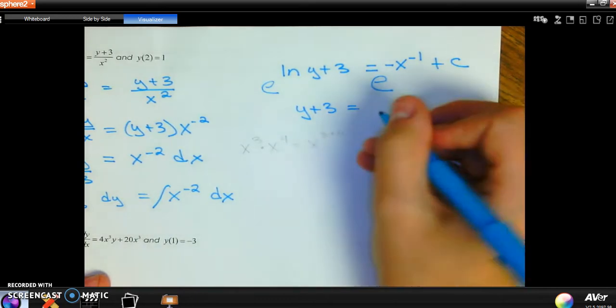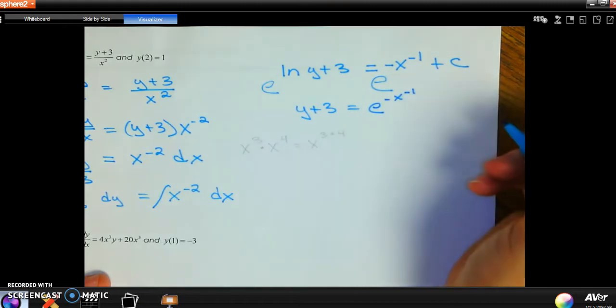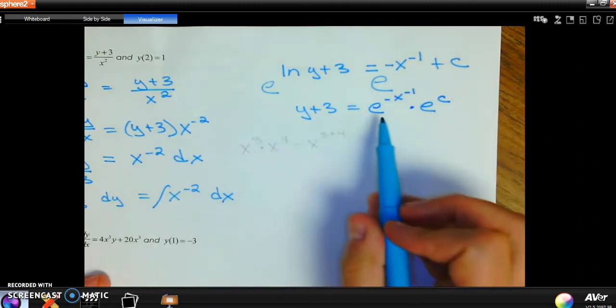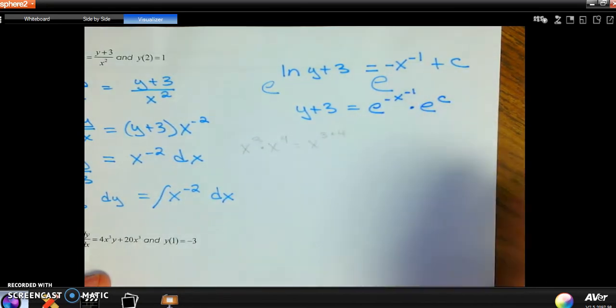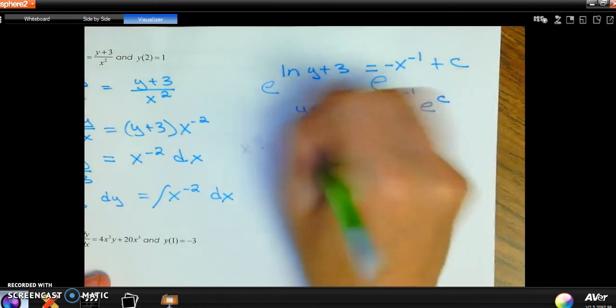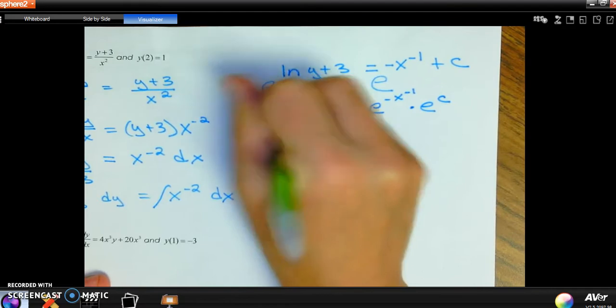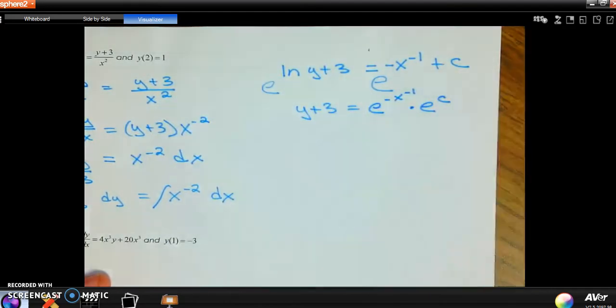So how am I going to do that? I'm going to write it as e to the -x to the -1 times e to the c. And again, if you apply this, like bases, add the exponents, it would take me back. So I didn't do anything there that was mathematically incorrect. And I think it's sometimes easier to just view it as something you already know. So we're going to think of it like that. And then I got to get rid of this.